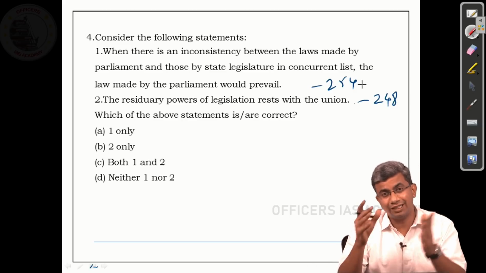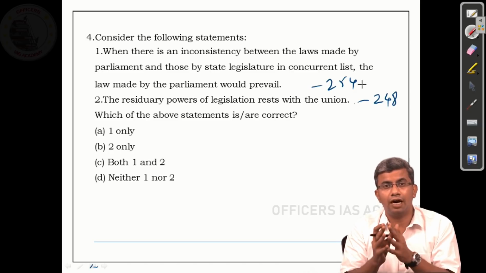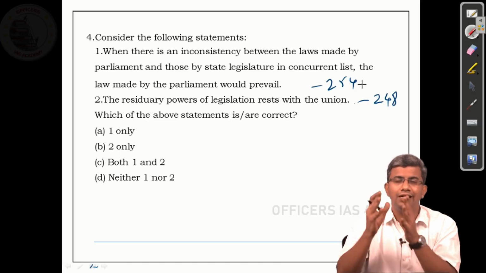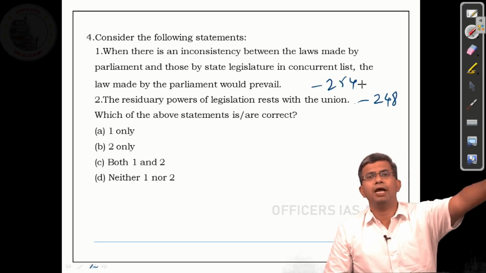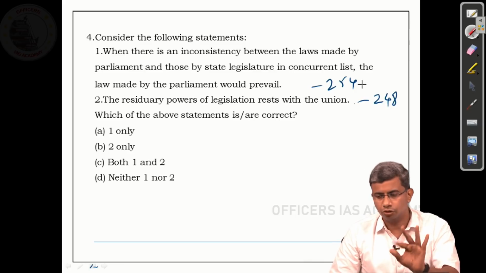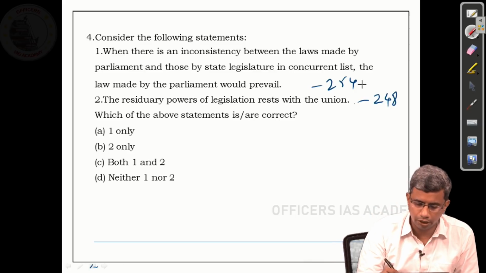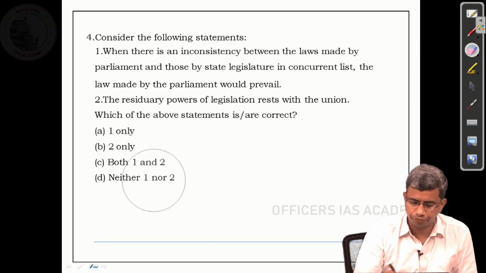No, that's an exceptional circumstance where it is done like that. Under normal circumstances, under Article 254, the Constitution says, in the concurrent list, if there are two laws, one made by Parliament, one made by the state, the parliamentary law will prevail. So that is the point which is being tested in this question. So the correct answer is both A, 1 and 2, right?